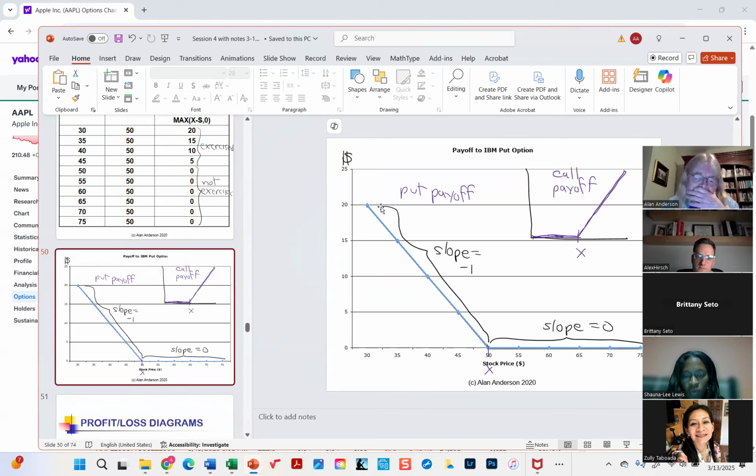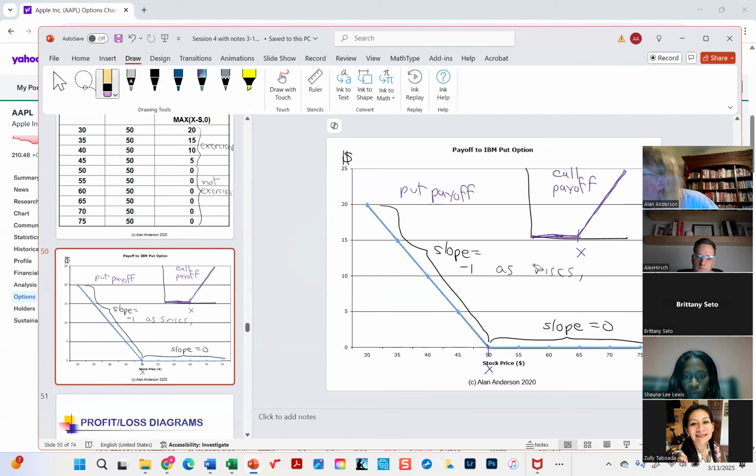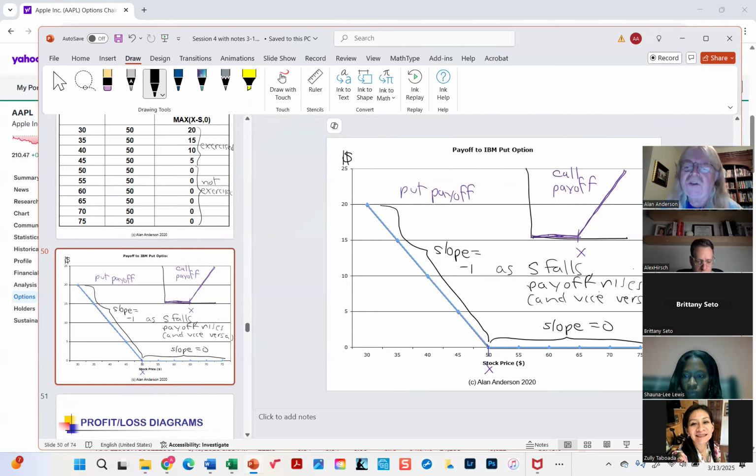If you notice up here, the slope is -1 because what's happening here is that as the stock price falls, the payoff rises and vice versa. All right. And of course, the slope is 0.